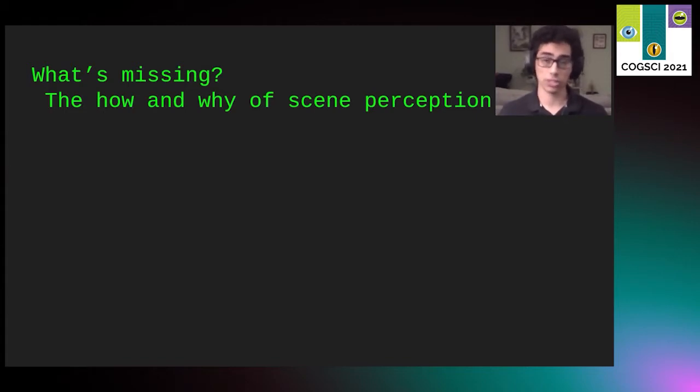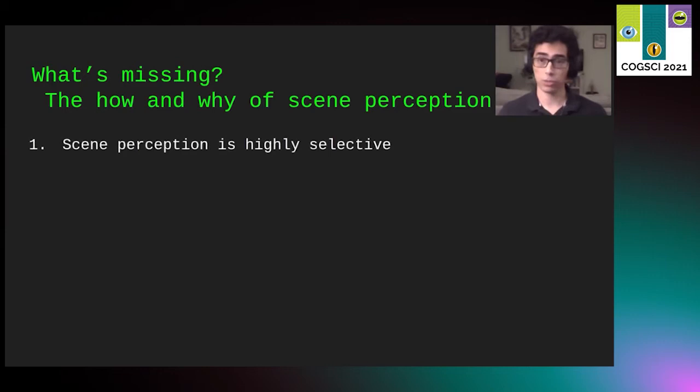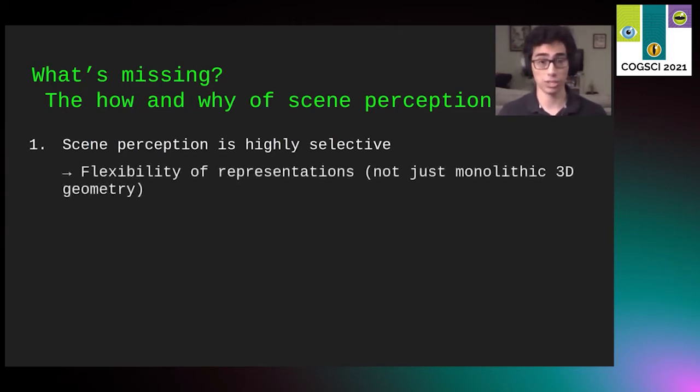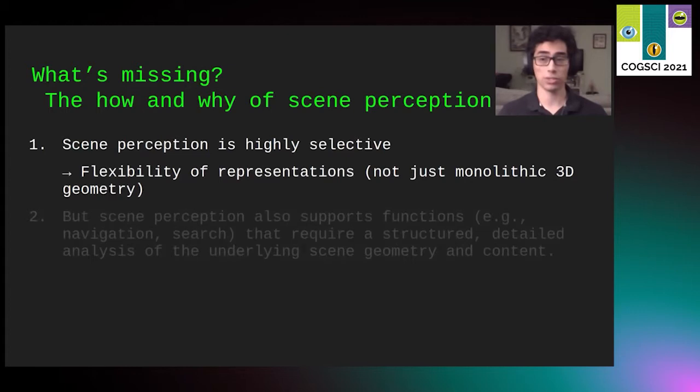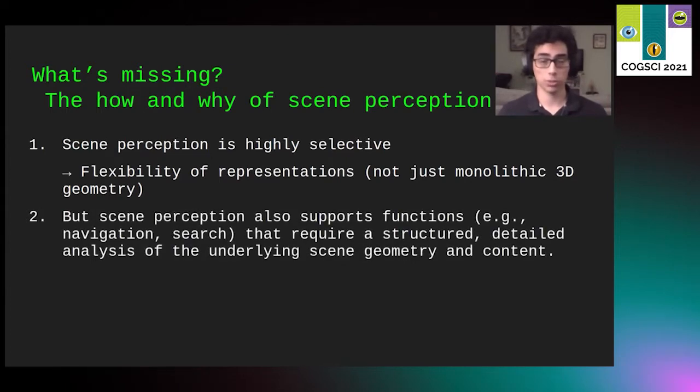First, scene perception is highly selective, meaning that perceptual representations are a lot more flexible or deeper than just having a monolithic sense of 3D geometry. And second, scene perception supports ecologically important functions such as navigation and search. But in Marr's theory, there is no principled analysis of the role of implicit or explicit goals in perception. Perhaps not surprisingly, these elements turn out to be quite interrelated.